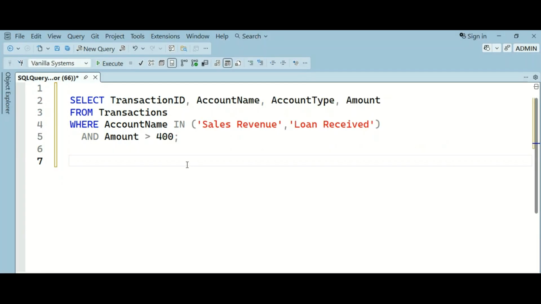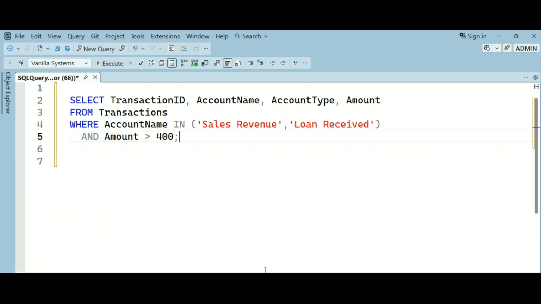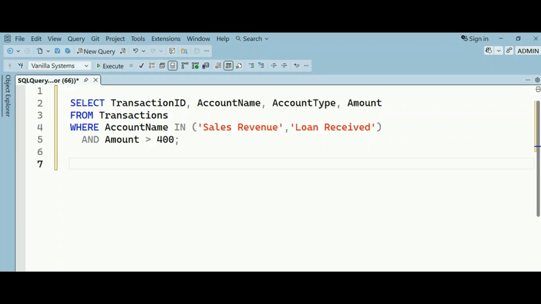This query finds significant inflows, useful for spotting major income or financing transactions for reporting or analysis. In Excel, this is a two-step filter, first by account name, then by amount. SQL simplifies this with a single query. This is practical for monitoring high-value revenue or financial activities.